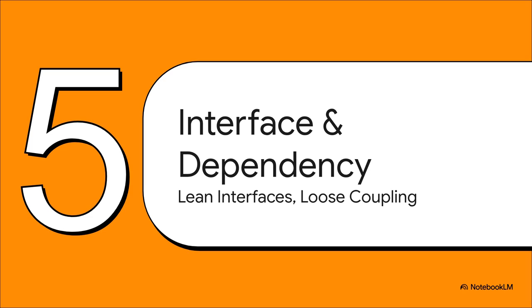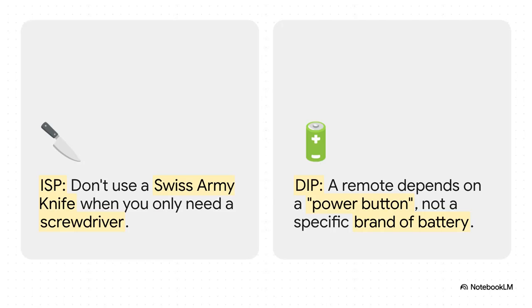All right, let's wrap this up with our final two principles, I and D. We're going to tackle them together because they're both about one critical goal: creating clean boundaries between different parts of your code so everything isn't one big tangled mess. These analogies are just a great way to remember these. For interface segregation, or ISP, think of a Swiss Army knife. It's great, but if all you need is a screwdriver, you shouldn't be forced to carry around the whole thing. It's the same with code.